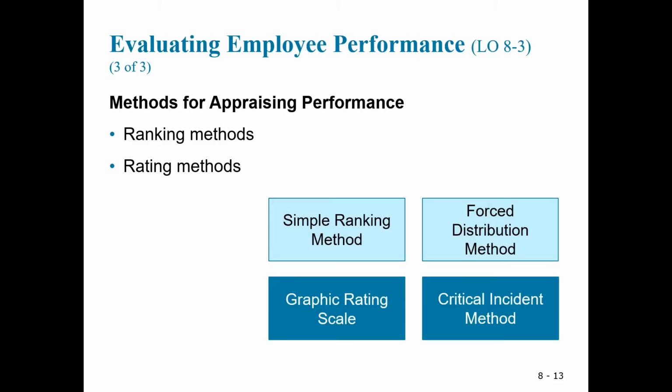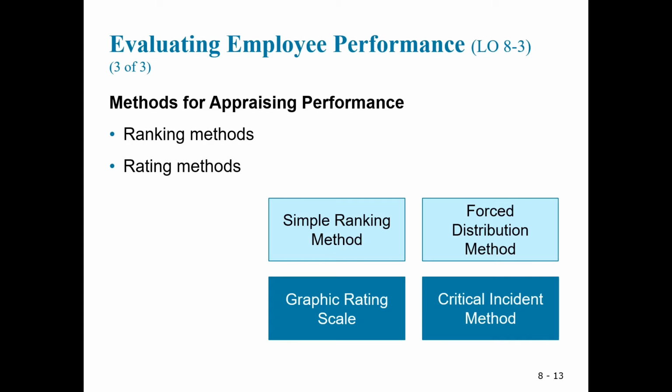Methods for appraising performance. The nature of jobs today is such that we rely on judgments and ratings to appraise employee performance. In simple ranking, employees are ranked according to where they place compared to others, or groups of others. The forced distribution method involves grouping employees into predefined frequencies of performance ratings, for example, top 20%, next 30%, etc.